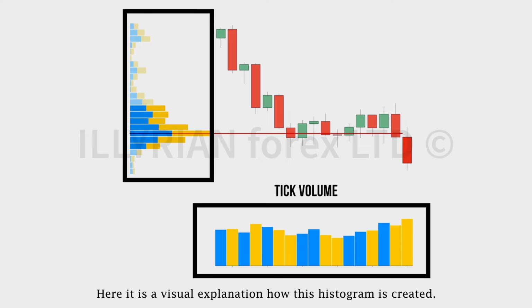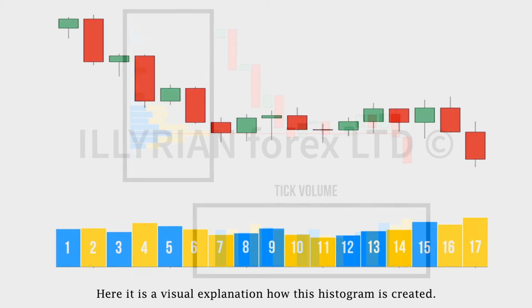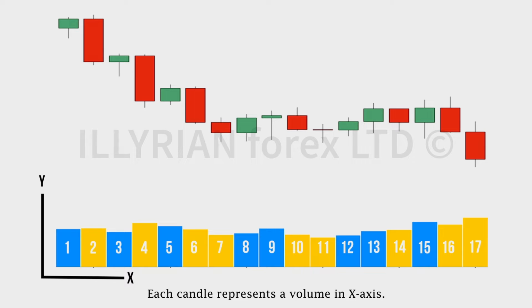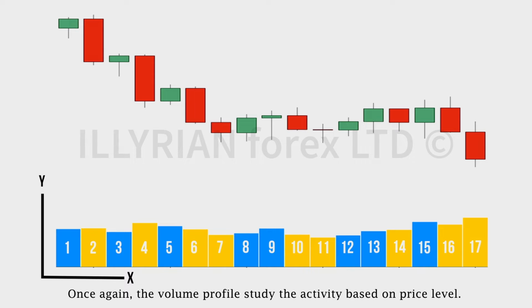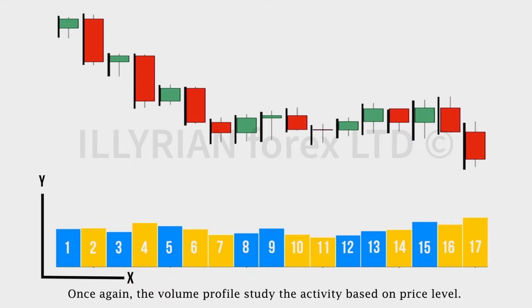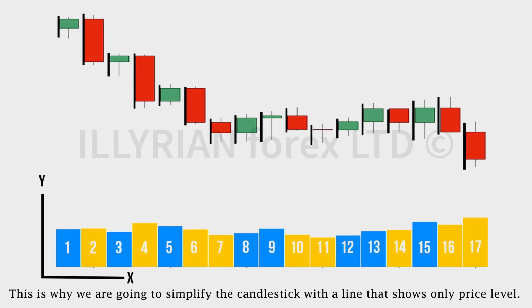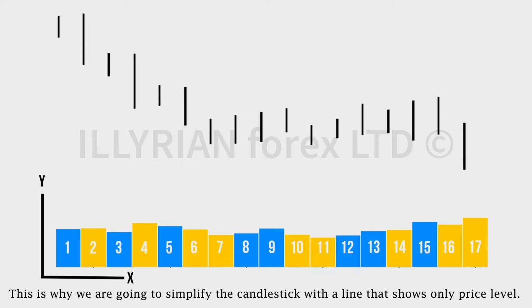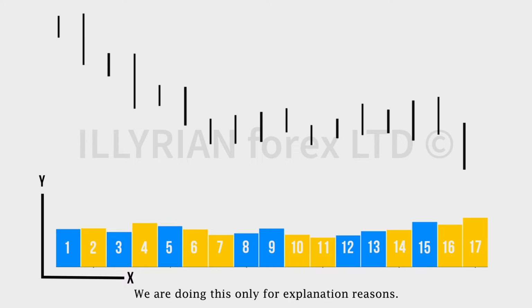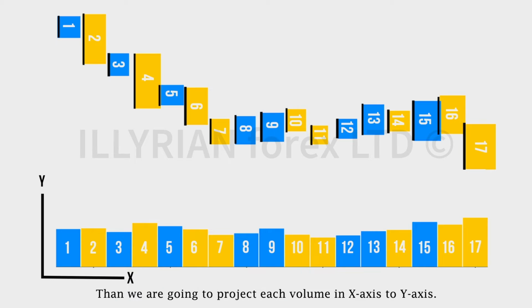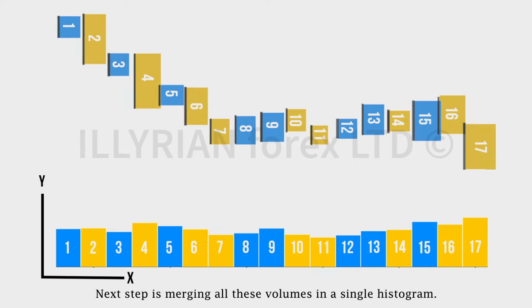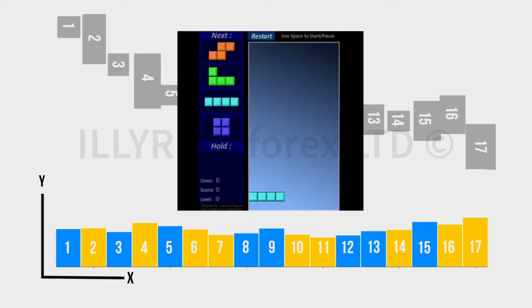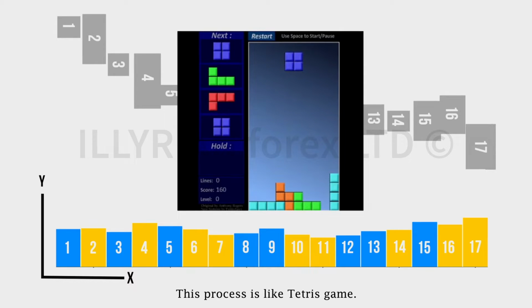Here is a visual explanation of how this histogram is created. Each candle represents a volume in the x-axis. Once again, the volume profile studies the activity based on price level. This is why we are going to simplify the candlestick with a line that shows only price level. We are doing this only for explanation reasons. Then we are going to project each volume from the x-axis to the y-axis. The next step is merging all these volumes in a single histogram. This process is like a Tetris game.